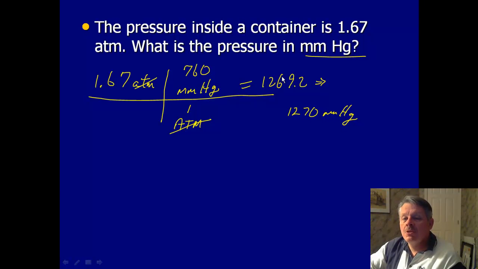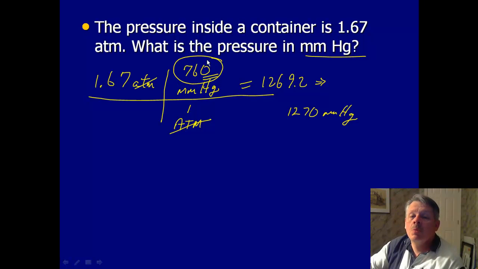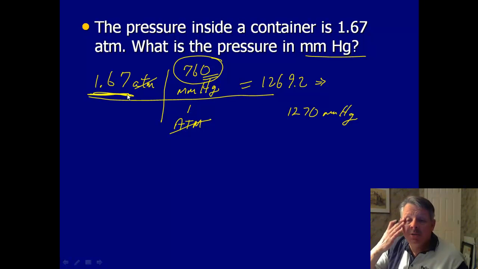And you might say, well, wait a minute, I only have 2 sig figs here. We assume that the numbers in our conversion factors are perfect numbers, so we don't worry about those. We always look at the number we're starting with. And our starting number had 3 sig figs. Our ending number has 3 sig figs.